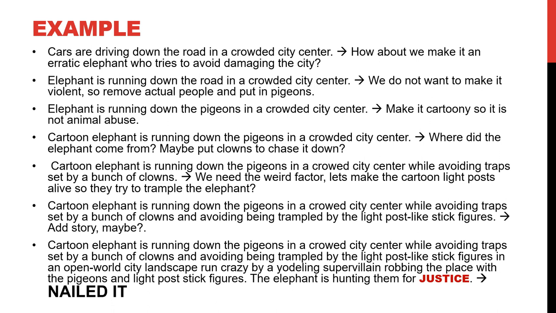In this example, I have made a short summary of a brainstorming session or ideas pitching contest, which steers an idea towards something that can be implemented as a game. So we start with a simple idea. We have a car and it's driving down the road in a crowded city center. Okay, we know that this is already something that can exist as a game, so it can be a road racing game. But how about we make the car an erratic elephant who tries to avoid damaging the city? So it's kind of a runaway elephant game.